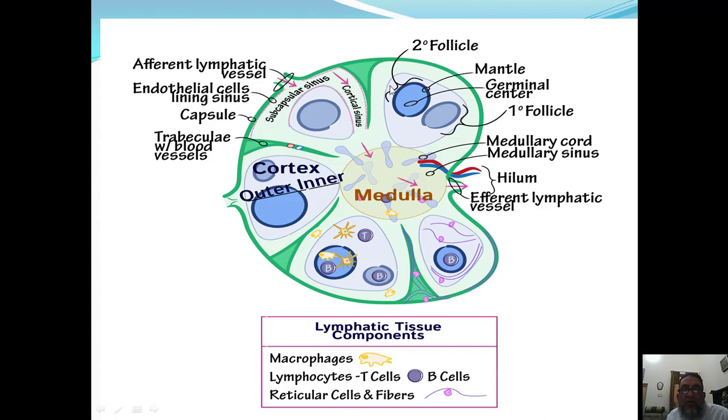Now, from this cortical area, the cortical sinus moves within the medulla. These are the cortical lymphatic nodules, the germinal center. In the middle, close to the hilum, is the medulla, in which the loosely arranged lymphatic tissue along with the channels form the medullary cords. We will discuss this in a later slide.